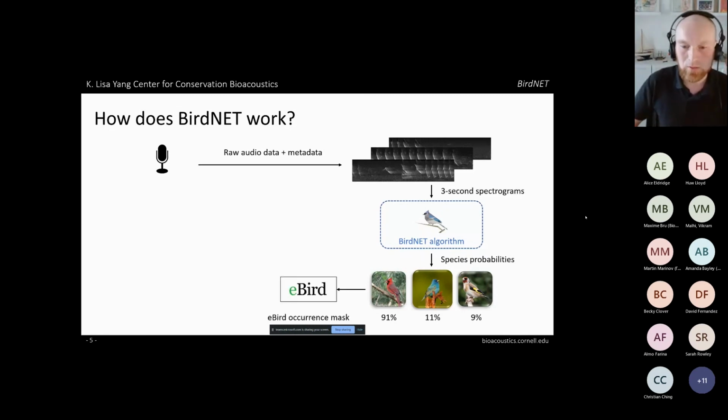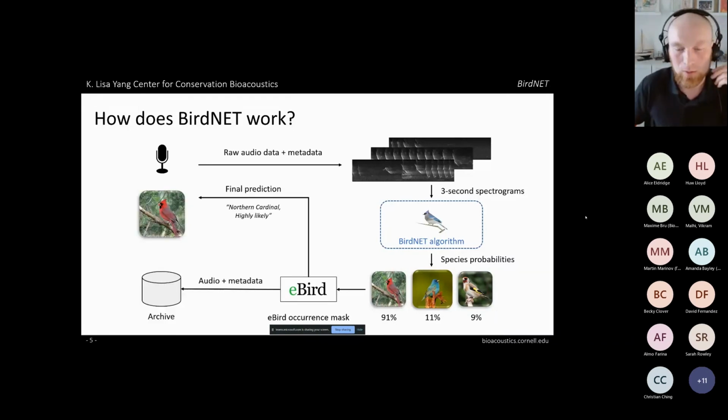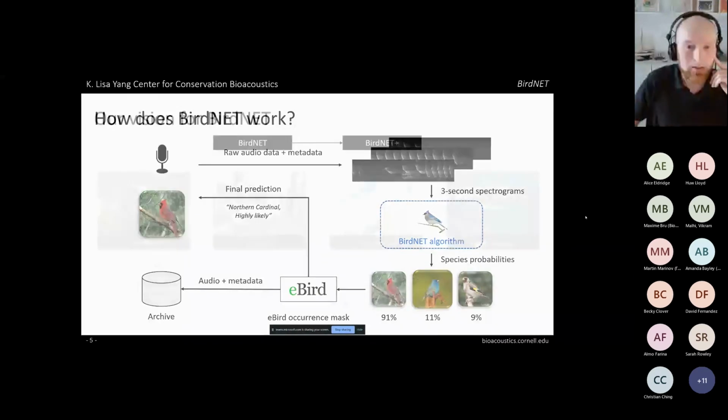What we can now do is take these predictions and pass them through an eBird occurrence mask and say, based on the metadata that we recorded, based on location and time of year, which species is actually probable. If we assume that this recording was made in Ithaca in New York, it's very likely a cardinal, because the indigo bunting might not be there, and the goldfinch is a European species, so there's no chance to encounter those in Ithaca. That's a really rough overview of how things work.